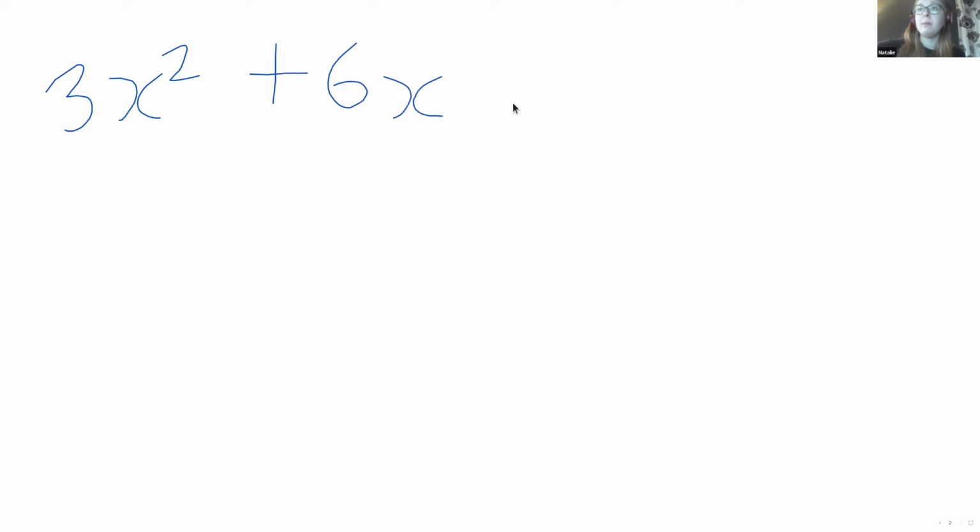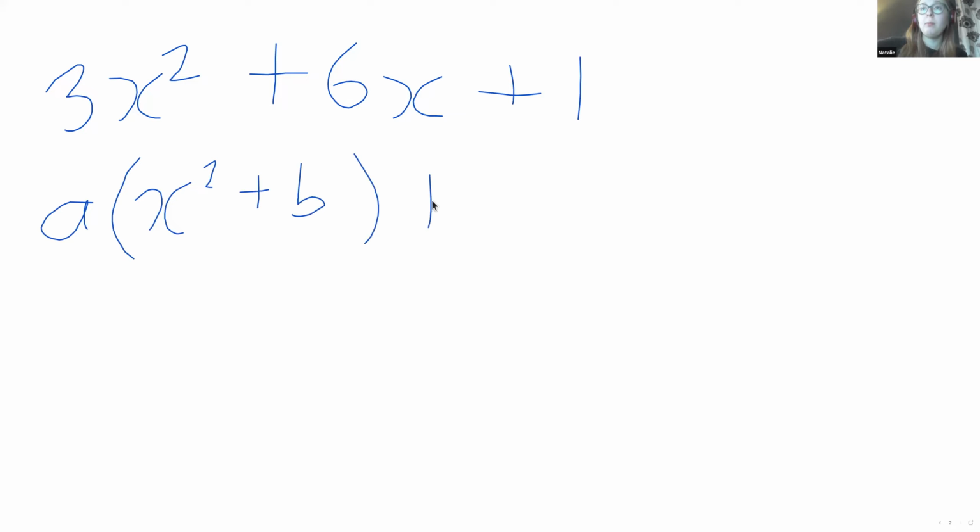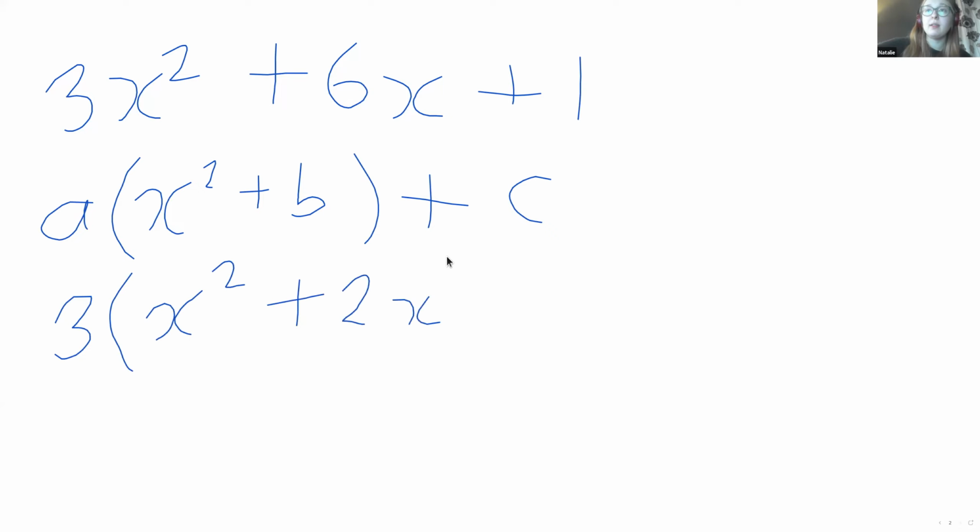So just as a reminder for completing the square, if I have 3x squared plus 6x plus 1, and I'm asked to write that in the form ax squared plus bx plus c, the first thing I'm going to do is take out any number in front of the x squared. So I'm going to rewrite that as 3(x squared plus 2x), and then tag the number on the end.